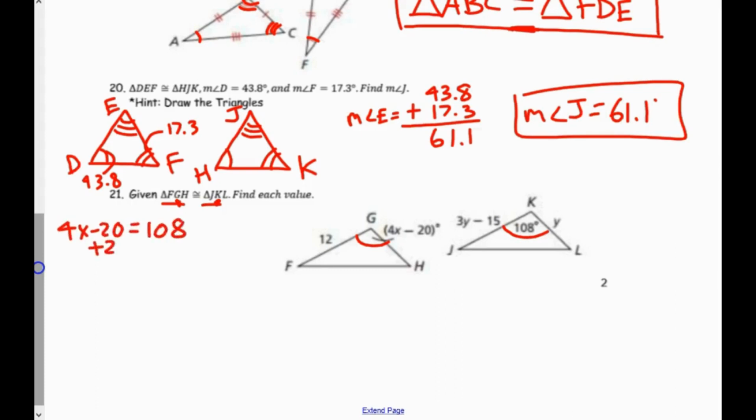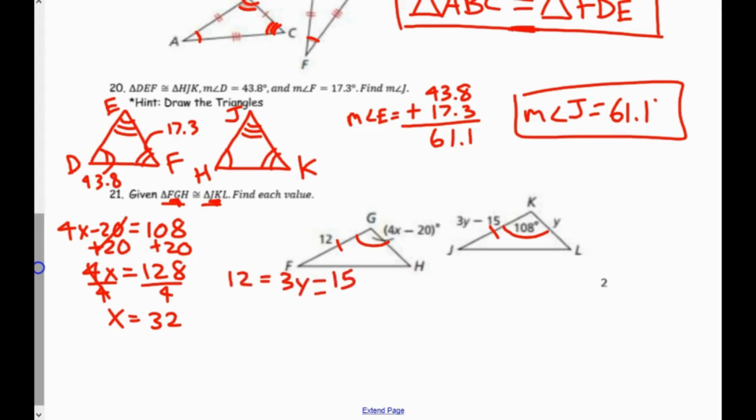Let's solve this. Get rid of the loner. Plus 20. And then to get rid of the 4, we divide. X equals 32. Okay. And then for y, well, do you see how F, G are the first two letters? And J, K are the first two letters? That means this equals this. So 12 equal sign 3y minus 15. Get rid of the loner. And get rid of that 3 by dividing.